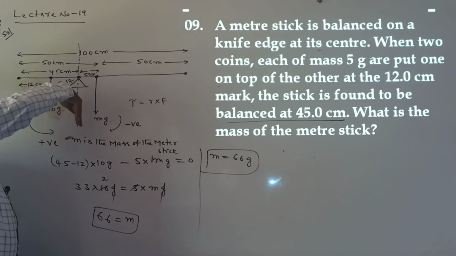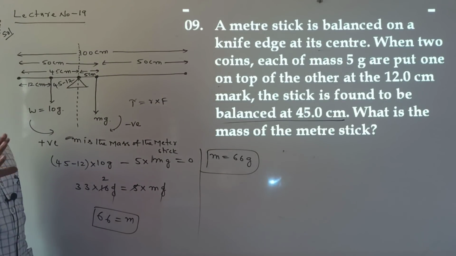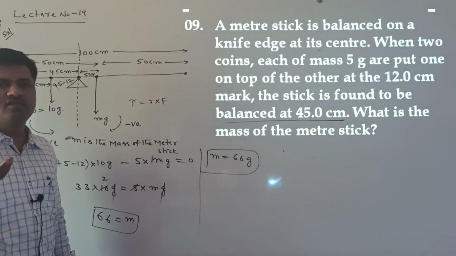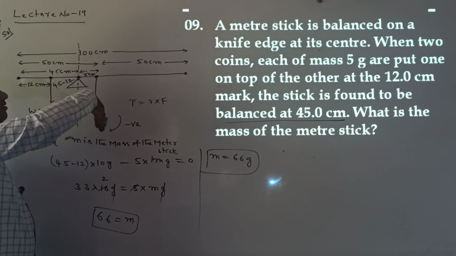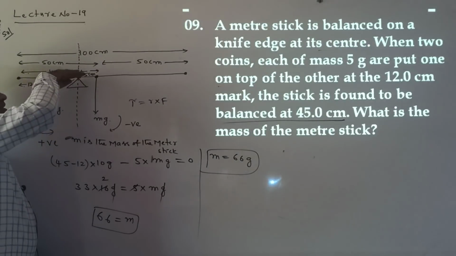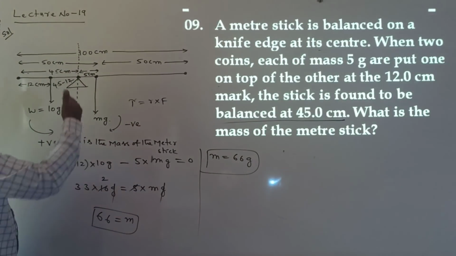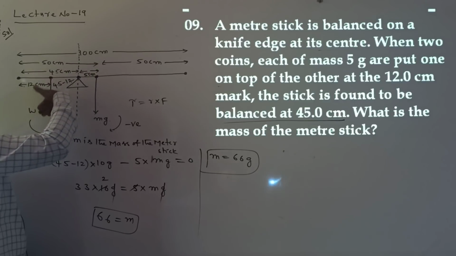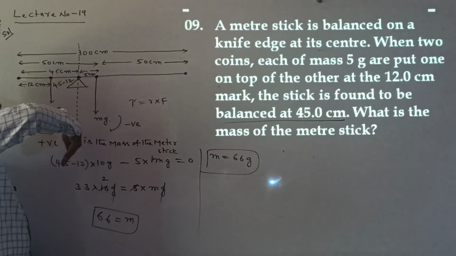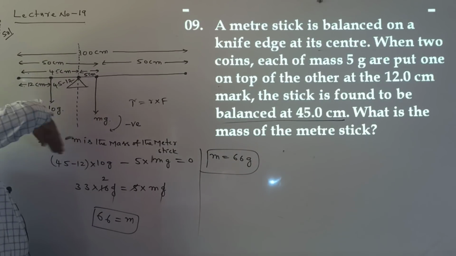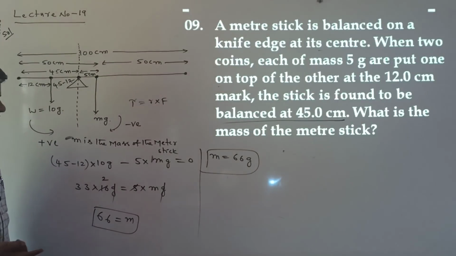Total torque is 0. When the body is in equilibrium, the total torque acting on it is 0 in rotational motion. This is a clockwise torque. Here we are placing it at 5 centimeter, rotating like this. Clockwise torques are taken as negative and anti-clockwise torques are taken as positive. For this weight we are rotating like this, and for this weight we are rotating like this. So this is clockwise and this is anti-clockwise.